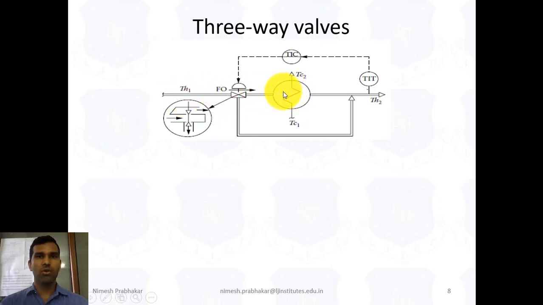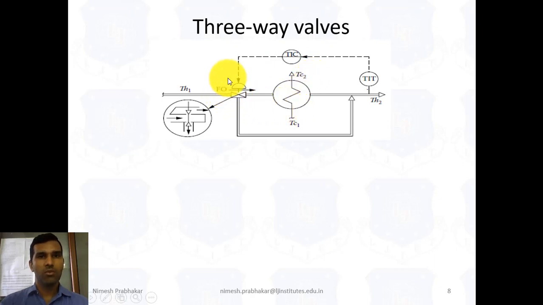TH1 flow, and this is TH2. This is fluid 1, and this is the cold fluid TC1, and this is the cold fluid outlet temperature TC2. This is the hot fluid inlet temperature TH1, and this is the hot fluid temperature TH2, and this is the cold fluid inlet temperature TC1, and the outlet cold fluid temperature is TC2.